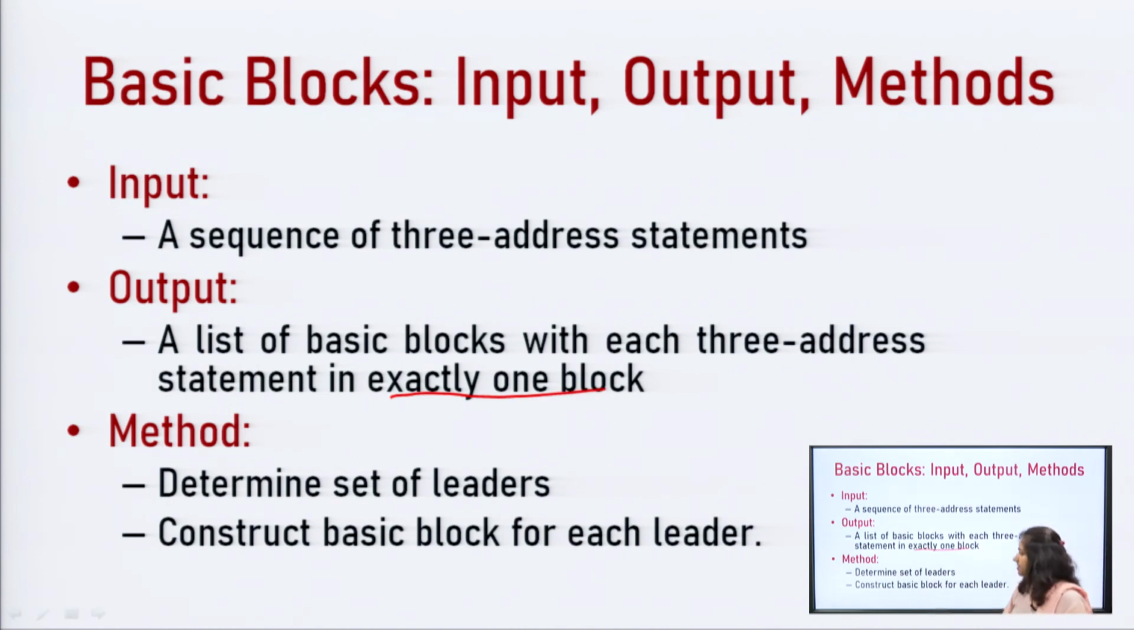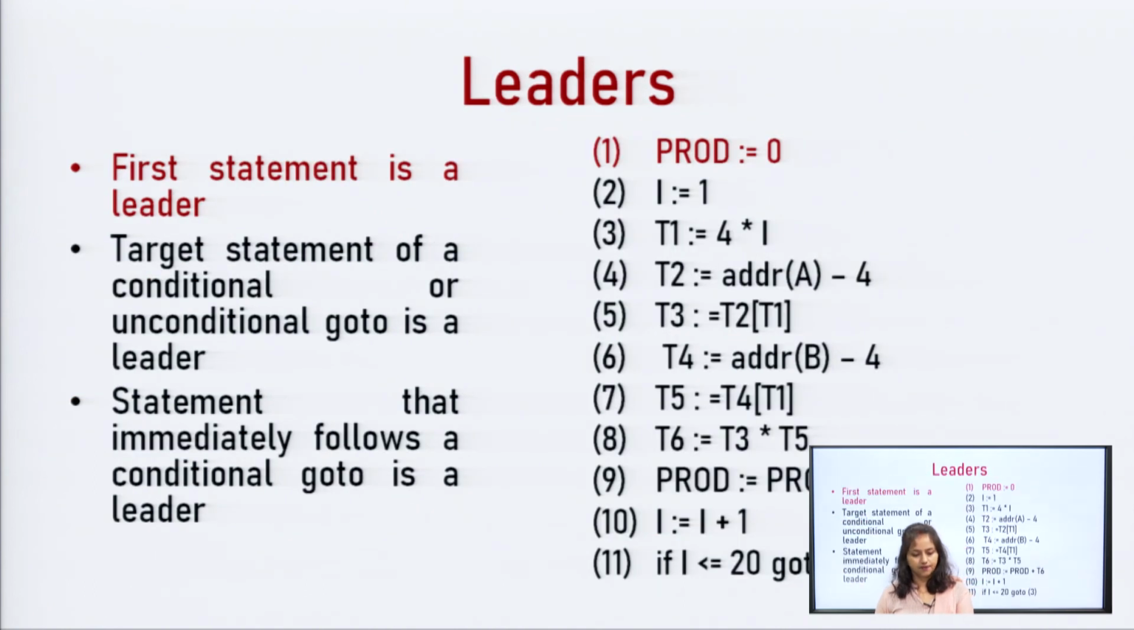Now, the method: first we will determine the set of leaders in the 3 address code, and then we will construct a basic block for each leader. So, the first step in the method is to get the leaders and then construct the basic block for each leader. How to get the leader? There are three ways, three rules, for getting the leaders.